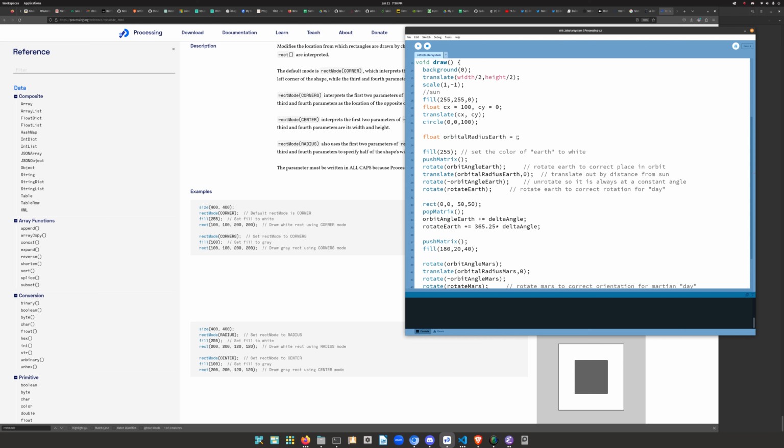orbital radius of Earth is equal to, now it seems to me, isn't it cosine of orbit angle Earth times Earth 1's radius plus, cosine of that times Earth 1 plus sine of times Earth 2. So this is like my quick and dirty hack.